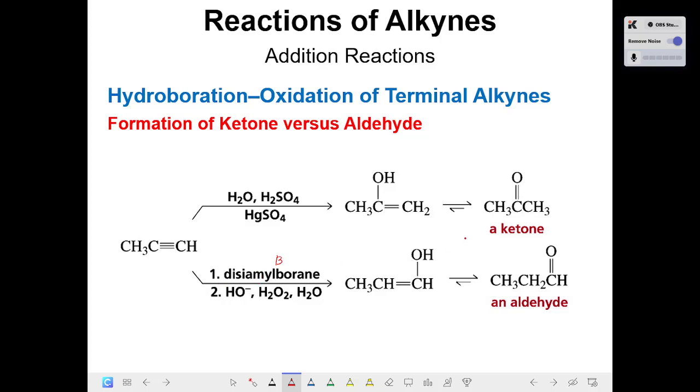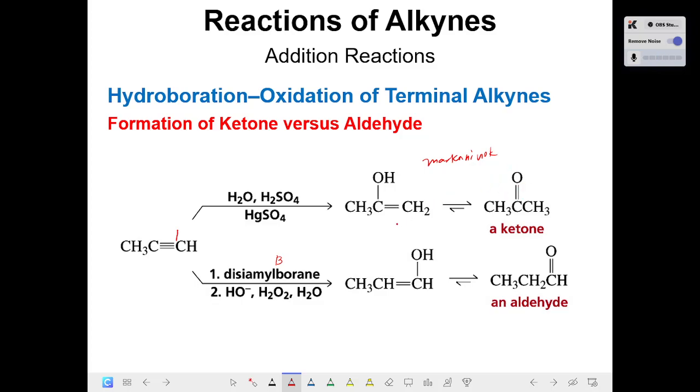Ang mangyayari dito, imbis na ketone yung na-produce mo ay aldehyde. So, ano nangyari? Yung kasing ating reaction ng water with sulfuric and this mercury, nagpa-follow pa rin siya ng Markovnikov style of addition ng H. Di ba? Dito mag-attach yung H, kaya siya naging CH2, and then dito yung OH. And then magkakaroon ka ng rearrangement, kaya magiging ketone yan.